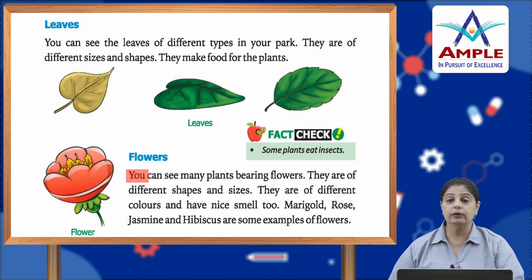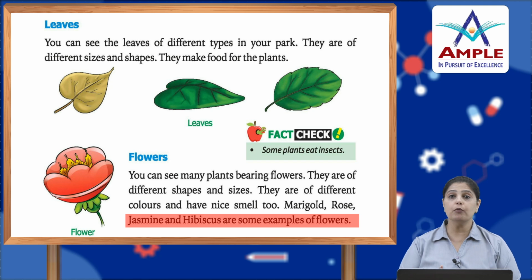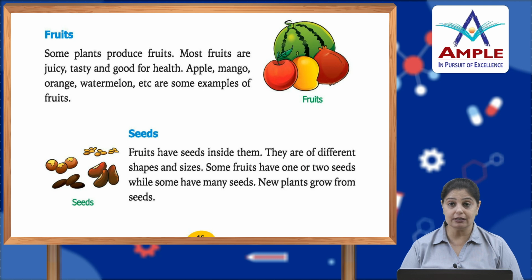Now, let's look at flowers. You can see many plants bearing flowers. They are of different shapes and sizes. They are of different colors and they have a nice smell too. Marigold, rose, jasmine and hibiscus are some examples of flowers. They are the most beautiful part of a plant, and they come in different shapes, sizes and colors, and they smell good also. Some of them have a very nice, pleasing fragrance, like that of the rose and the jasmine.